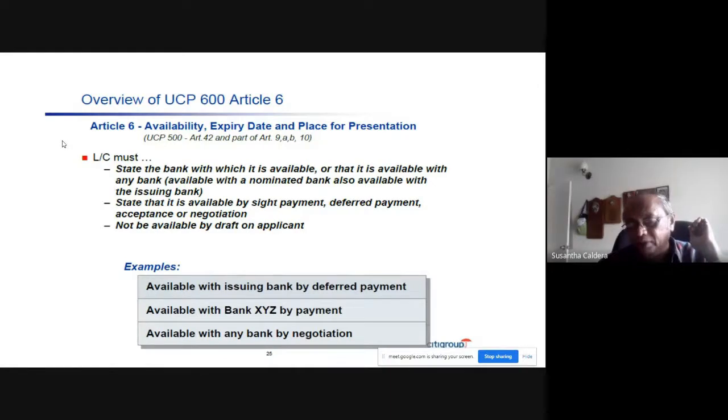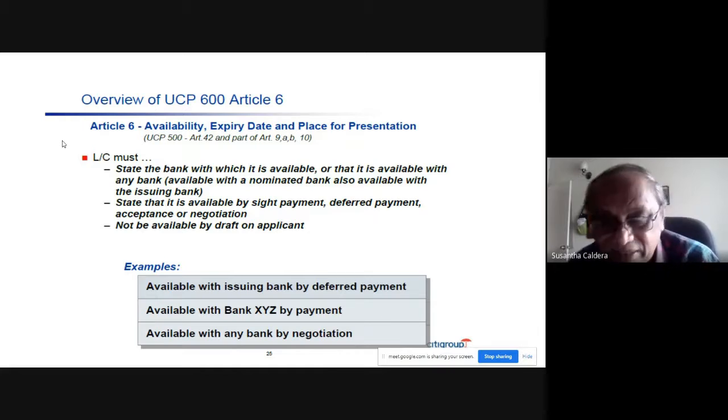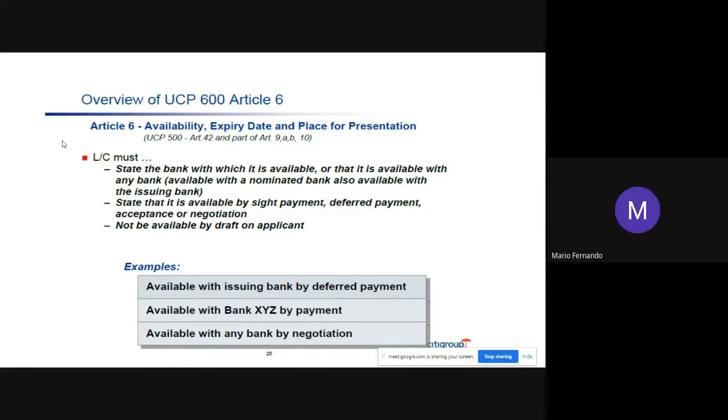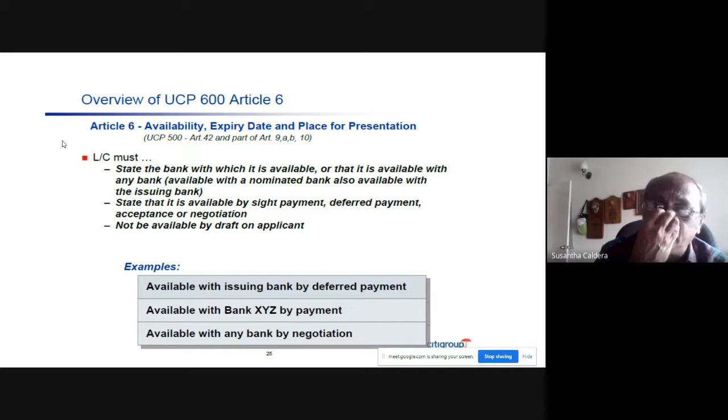I know. That is what happens to students when writing the answer, they get a little confused. I'm 100% sure you know the answer. Normally, on whom do we draw drafts available with? Issuing bank, sir. Drafts are always drawn on the issuing bank. Why are they not drawn on the applicant?